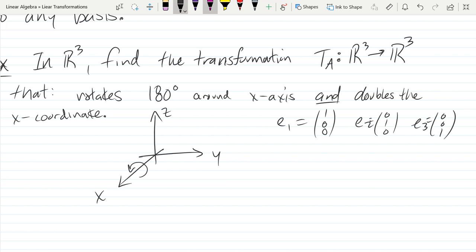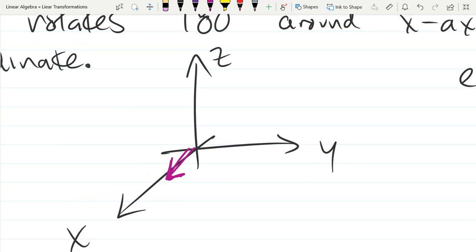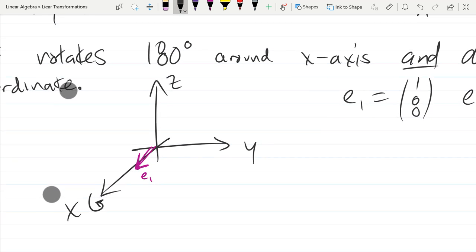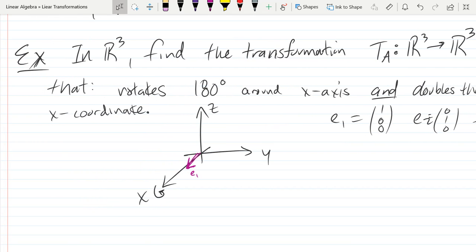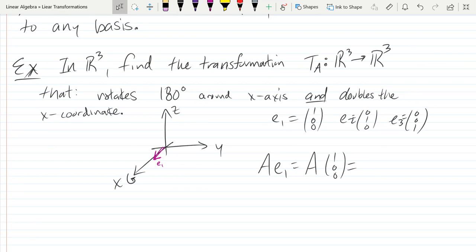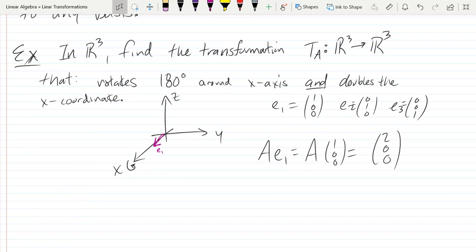So let's think about, I'll draw E1, the E1 vector. So it's going to point directly down the x-axis. I'm drawing these in purple. Better move my rotation arrow. So that's E1. So I'll do my rotation arrow here. All right. Is E1 going to be affected by the rotation? Nope. What about the other part of the transformation? Doubles the x-coordinate. All right. So that means A E1, that's A times 1, 0, 0. What will this equal? 2, 0, 0. So double your x coordinate and don't change your y, z coordinate. So any questions on how we did this AE1? So now we're going to look at AE2.